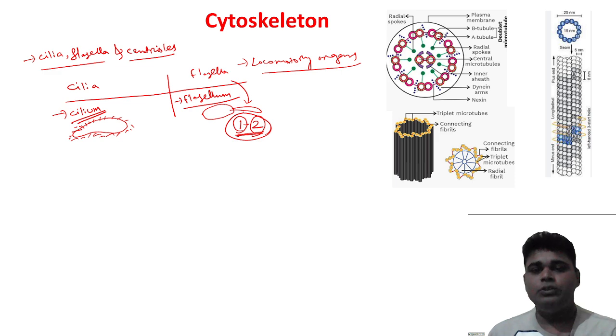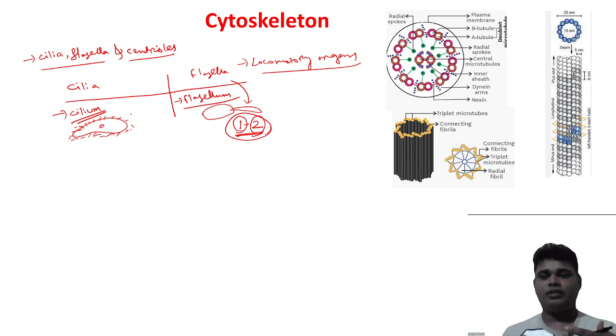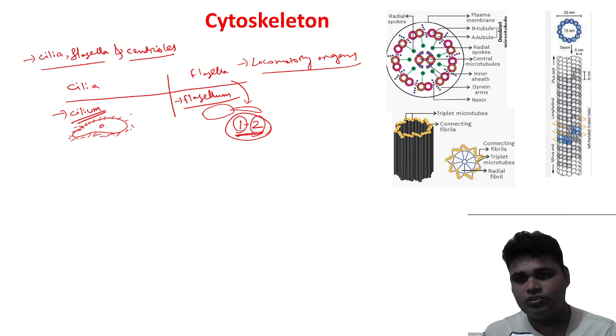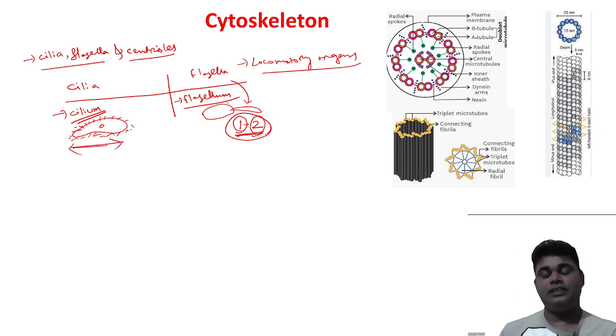For example, in the euglena, the flagellum is present. The paramecium looks like a slipper. That's why the paramecium is also called the slipper-like animalcule. So in the paramecium, cilia are present, and in the euglena, the flagellum is present.